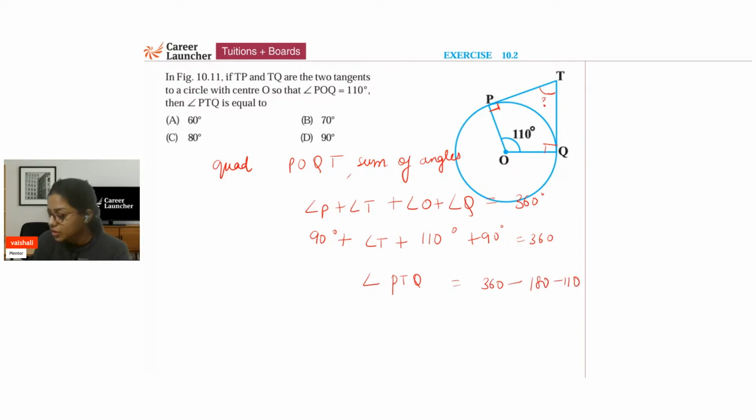If you are going to solve this down, you will get how much? In this case, we are basically just applying the angle sum property in the case of a quadrilateral. So this is going to be 70. So option B is right.